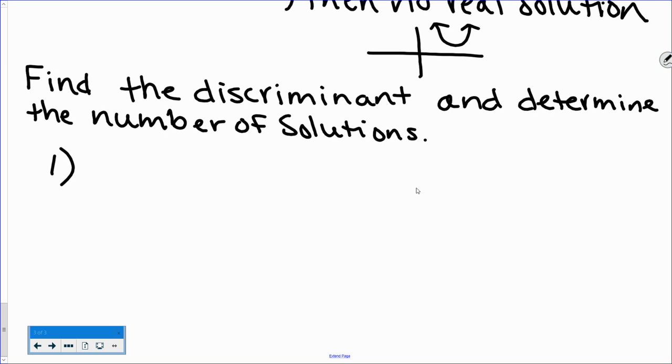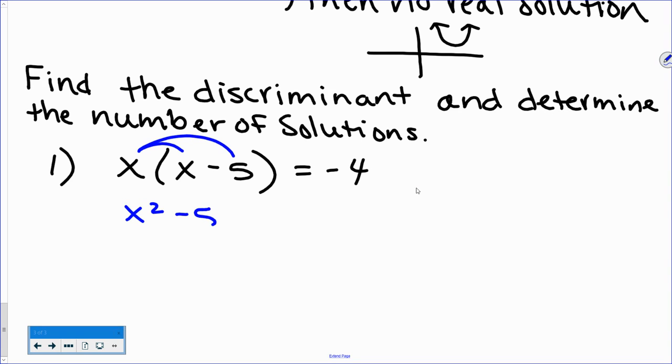All right, so one example of this, x times x minus 5 equals -4. In order to find the discriminant, we'll need to know a, b, and c. In order to find a, b, and c, I need this in standard form. So I'd get x squared minus 5x, and then go ahead and add 4 to the other side. Now I should know my a, my b, and my c.